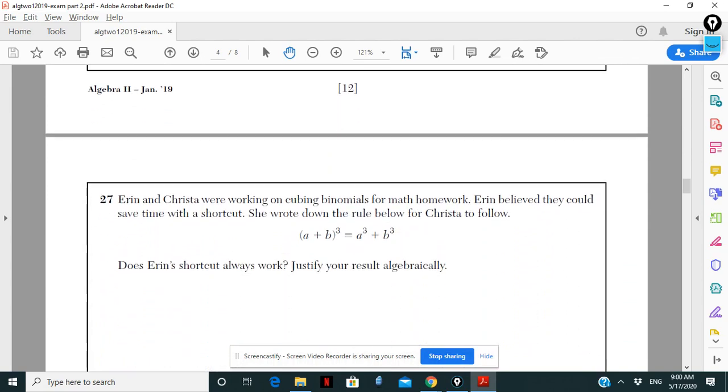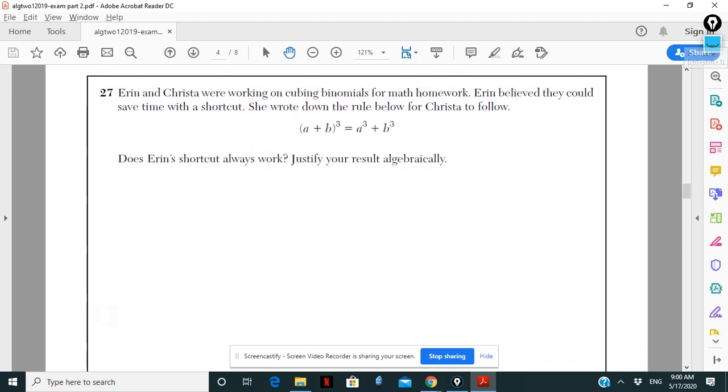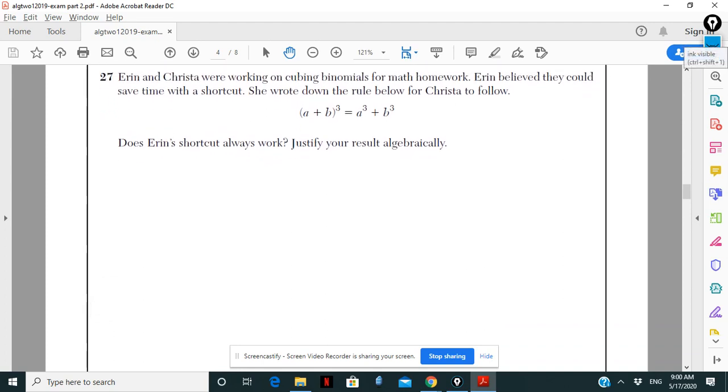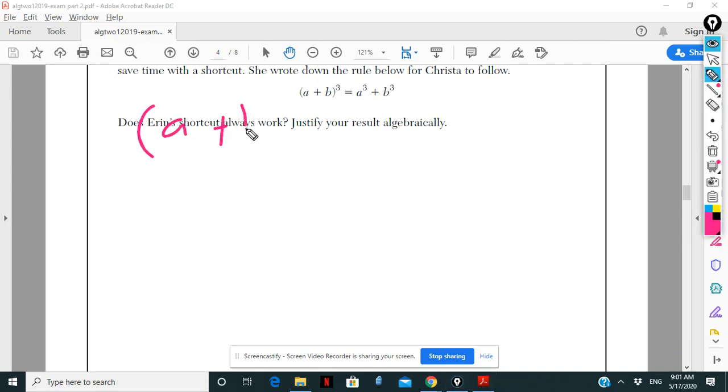Question number 27. Erin and Krista were working on cubing a binomial in math. Erin believed that they should save time with a shortcut. She wrote down the rule below for Krista. Does the shortcut work? Justify your answer. The shortcut doesn't work because a plus b cubed means I'm multiplying it by itself 3 times.